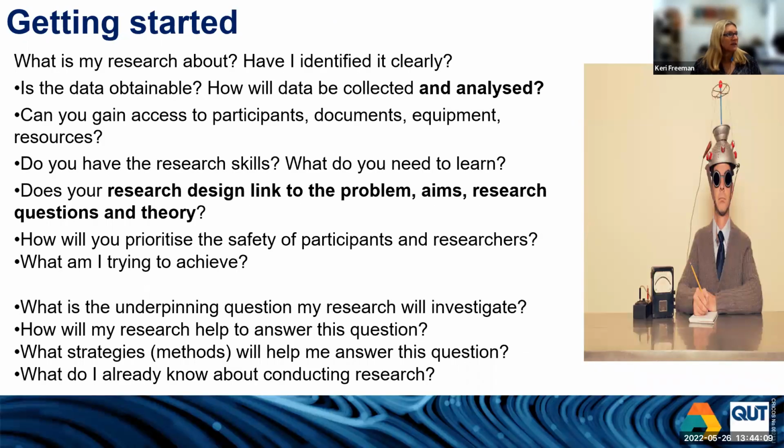So getting started, what's your research about? Have you identified it clearly in those beginning chapters or sections? Is it obtainable? Have you talked about gaining access to the participants, to the site, the setting, documents? Do you need money for equipment? Do you need to travel somewhere? Have you got the skills to do this? Do you need to learn something new? Does everything link? Are you prioritizing their safety? What's your underpinning research question and aim? What strategy is going to help you to answer that question? What do you already know? So a lot of things to think about at the start.